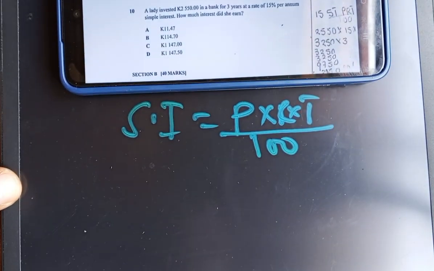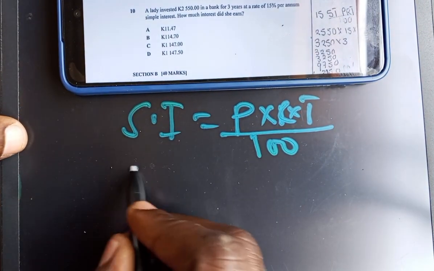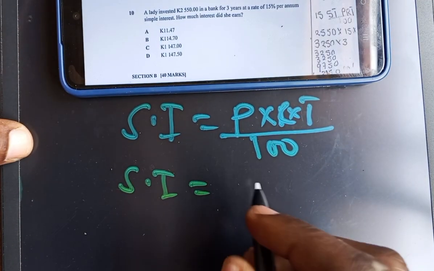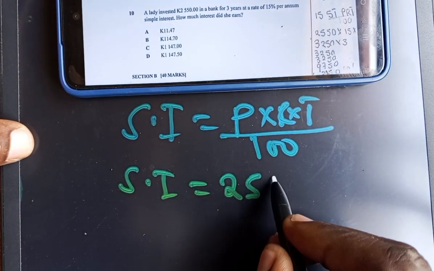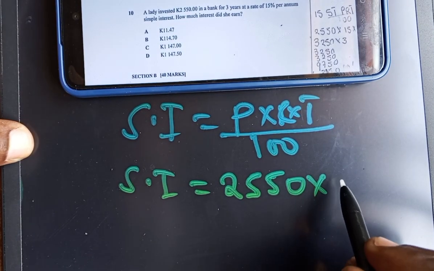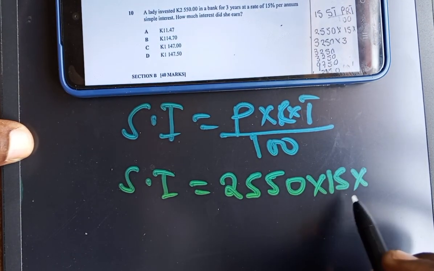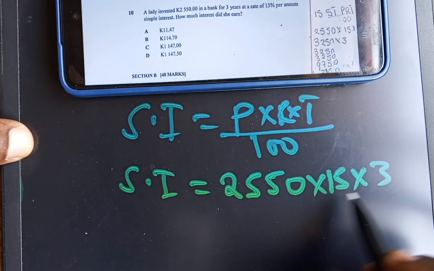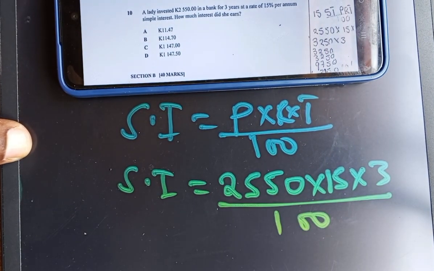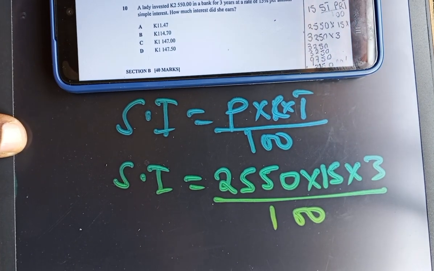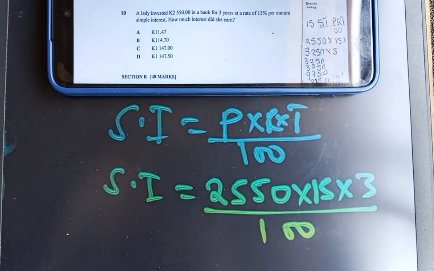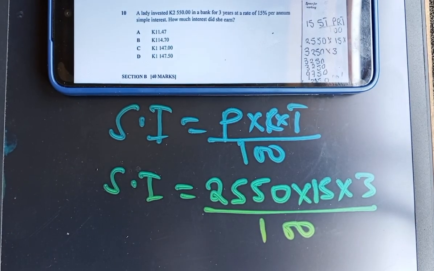Now, allow me to calculate this question together. Simple interest is equal to the principal, the money she invested, which is 2,550, multiplied by the rate, 15, multiplied by time, which is 3 years, all divided by 100. Now, remember, this is paper 1. In grade 9, calculators are not allowed, either in paper 1 or paper 2. So what can we easily do here?